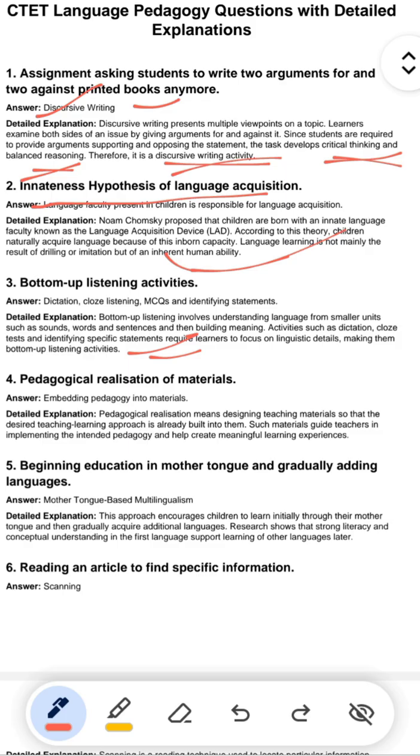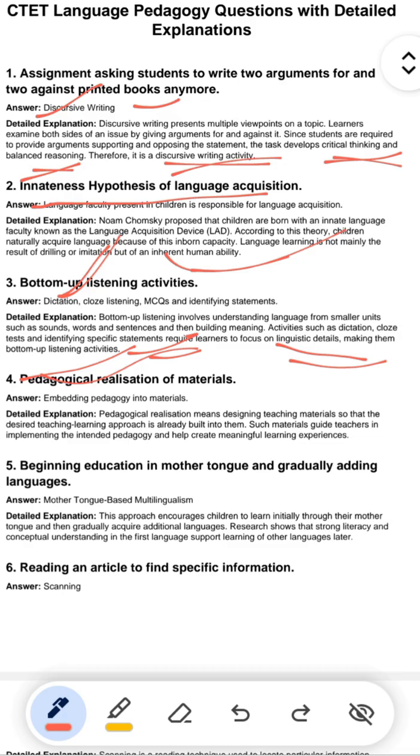Here they are specifically asking about bottom-up listening activities. If you see here, bottom-up listening involves understanding language from smaller units such as sounds, words and sentences, and then building meaning. Activities such as dictation, cloze test and identifying specific statements require learners to focus on linguistic details, making them bottom-up listening activities. Dictation is actually at the alphabetic level. When a word is given to a student and the student is able to write it after listening to each sound, it is actually at the sound level.